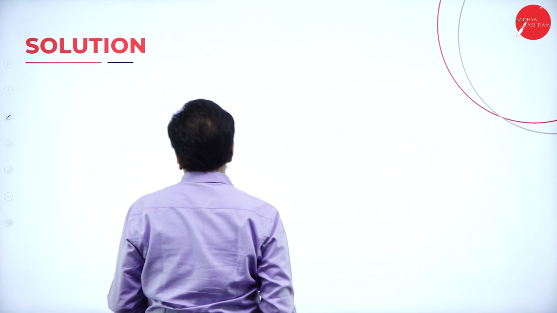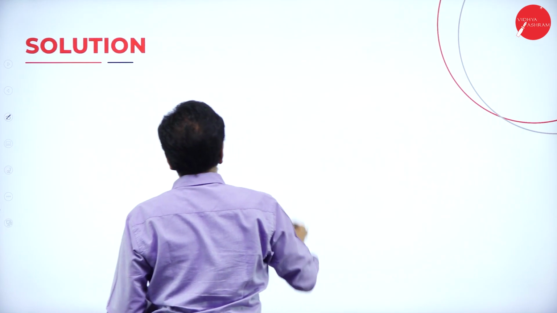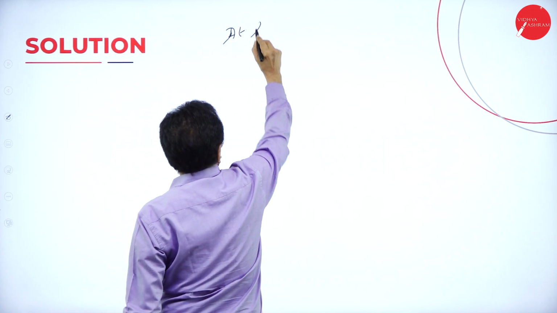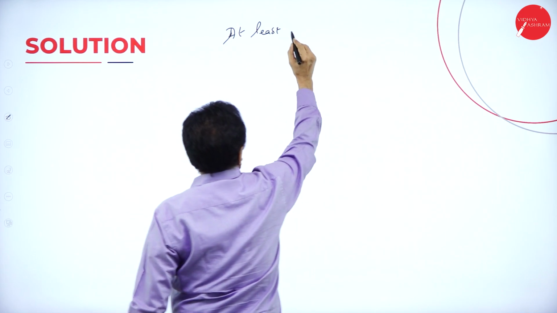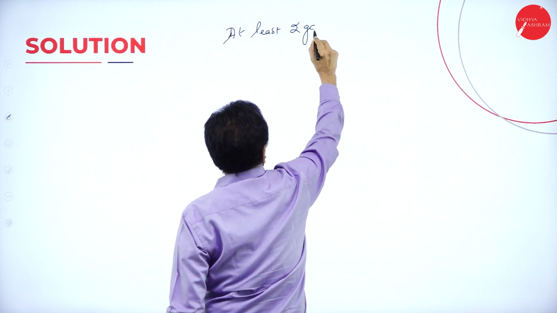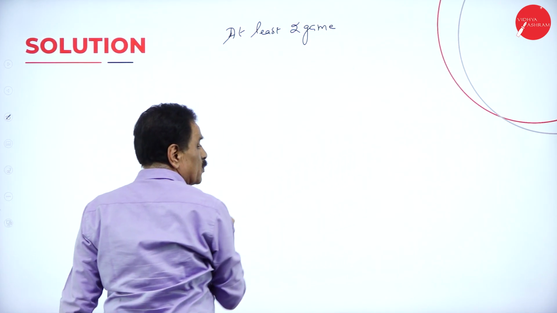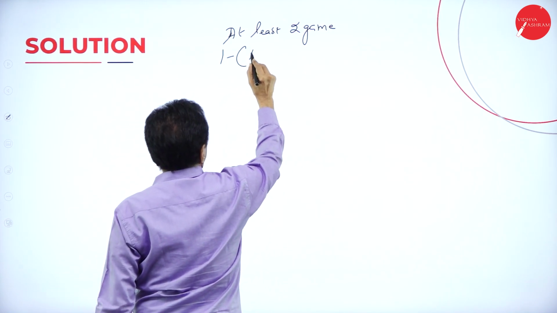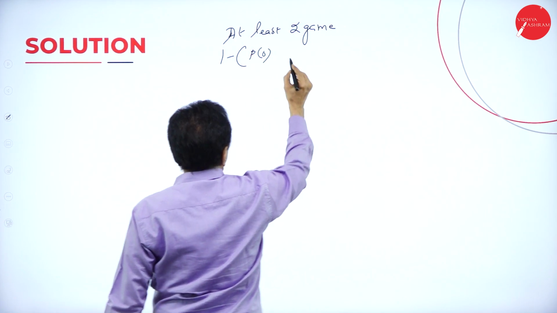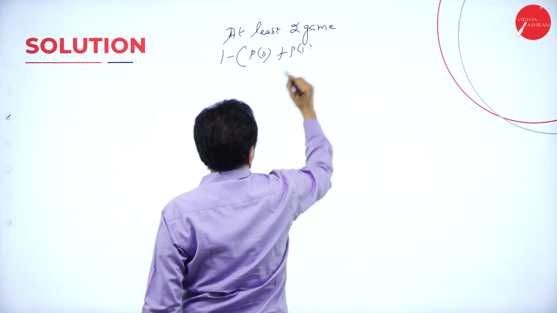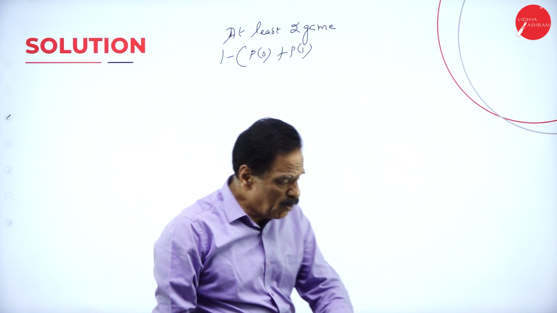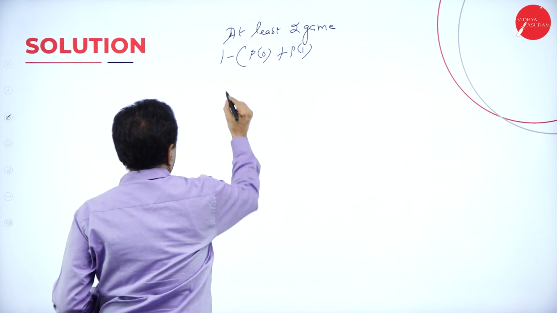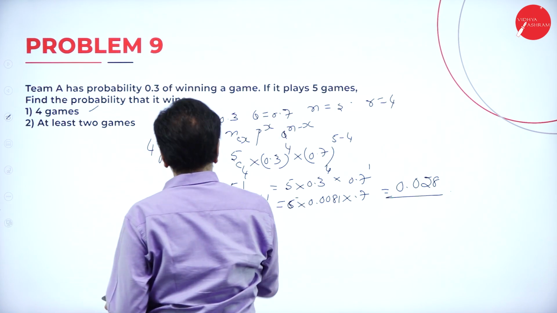Then, what's the next question? At least 2 games. When you say at least, you have to take 1 minus. 1 minus P of 0 plus P of 1. At least 2 means 1 minus P of 0, P of 1. So here 1 minus, how many terms? 5.